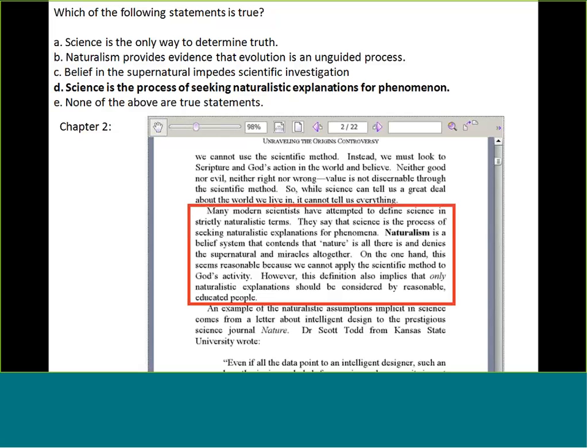So it's an additional, so that would also make this not a good definition of science. Right. So the answer to this question is E, none of the above are true statements.